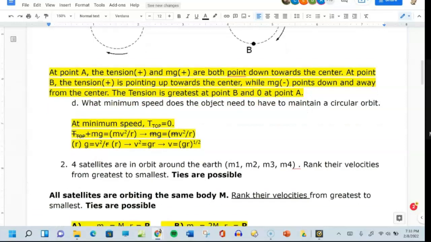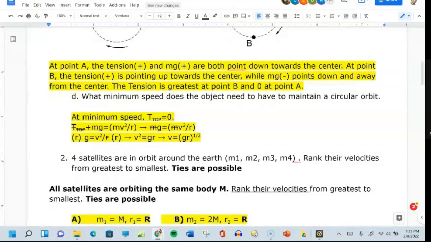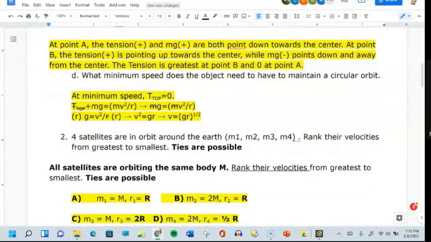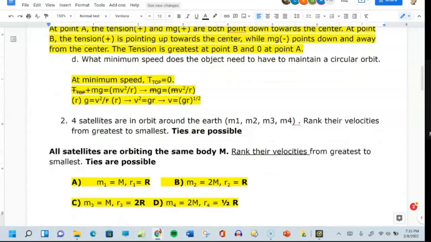So I take my typical equation. Did you see how this person crossed out the T top? She said at the top, the tension will be 0. So the only thing providing the centripetal force at the minimum speed is the mg. Of course, the masses cancel out also. So you get g equals v squared over r. What's the velocity? Cross multiply and take the square root. Any questions on that one?